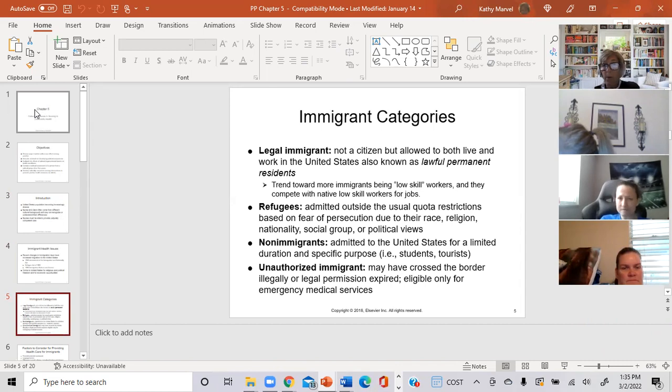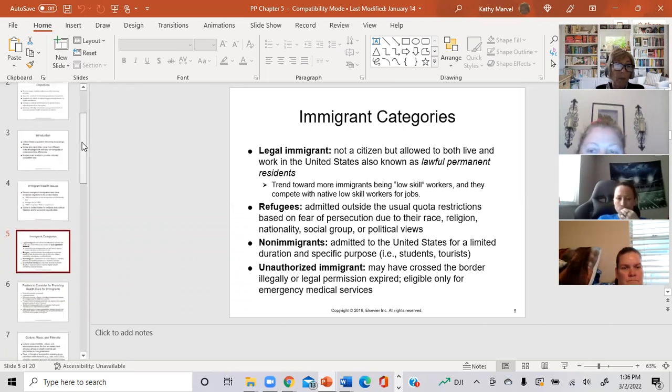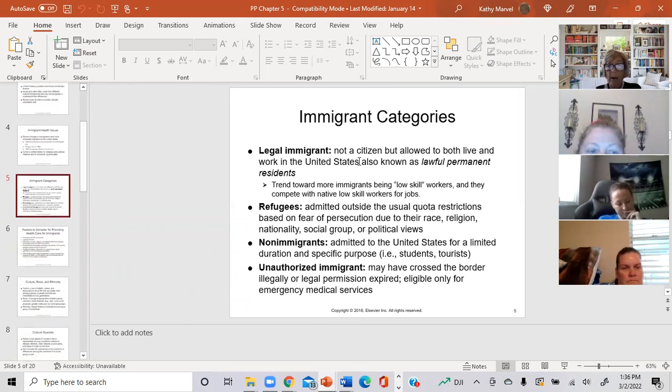Okay, the 2 things we focus on in this chapter, the 2 groups, are immigrants and refugees. And there's a difference. There's a lot of similarities, but there's a difference. Here's a slide on some of the immigrant categories. We have our legal, our refugees, our non-immigrants, and our unauthorized immigrants.